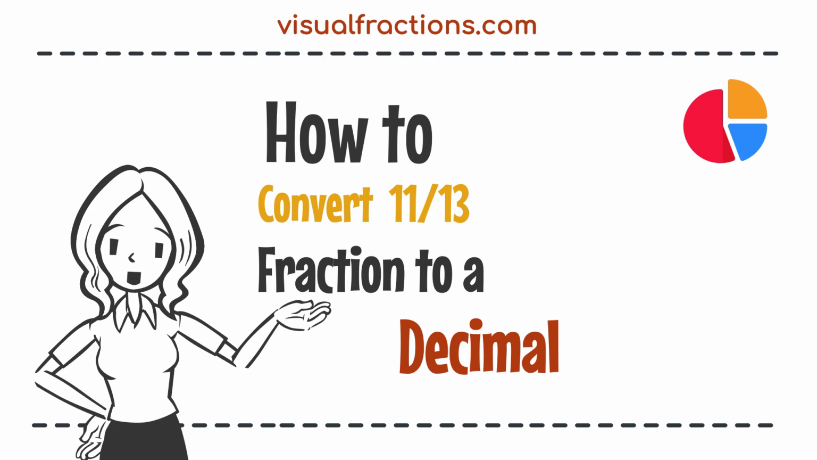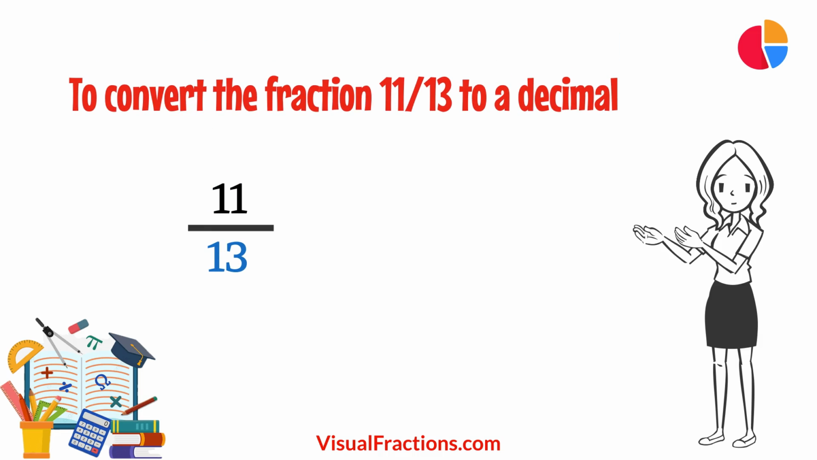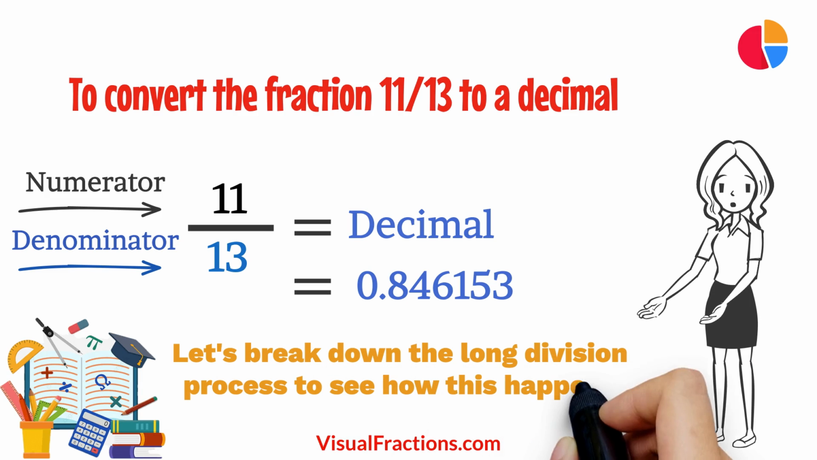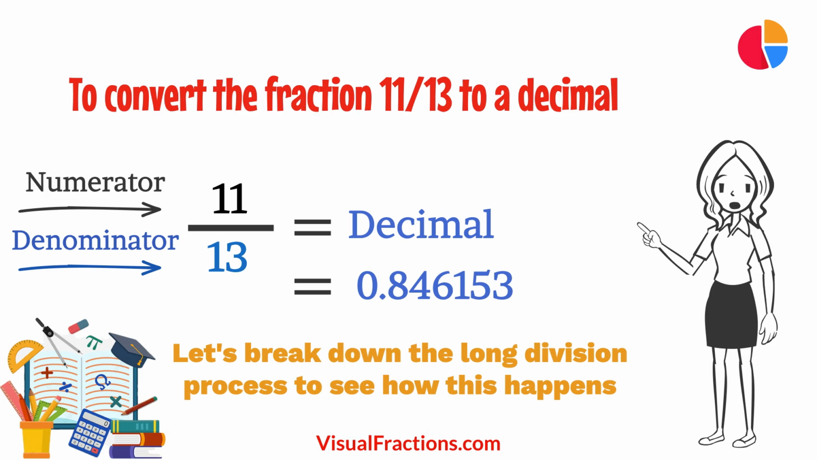Today, we're going to explore how to convert the fraction 11/13 to a decimal. To convert the fraction 11/13 to a decimal, we simply divide 11 by 13. This division results in the decimal 0.846153, where the digits start to repeat after a certain point. Let's break down the long division process to see how this happens.